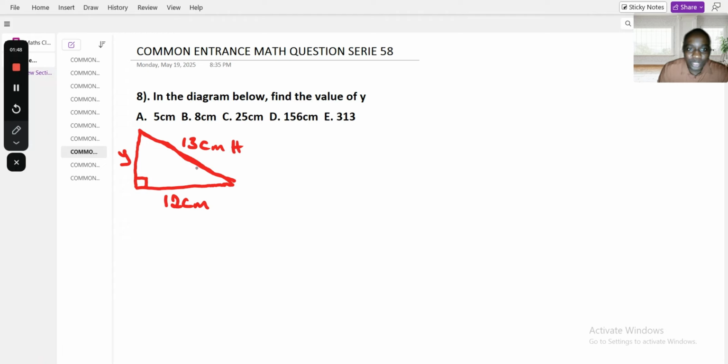Hypotenuse is the longest one. When you want to look for the hypotenuse, you will find the square root of this and this added together. For example, we want to look for this side, which is y. You say y squared equals the hypotenuse, which is the longest one, minus the shortest one, 12. Write 13 squared minus 12 squared.